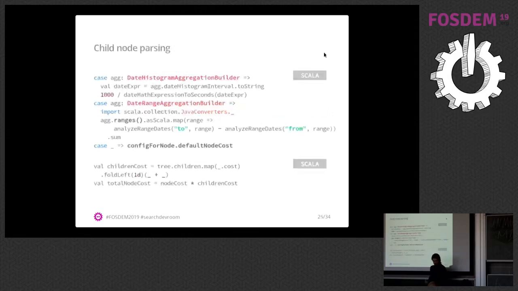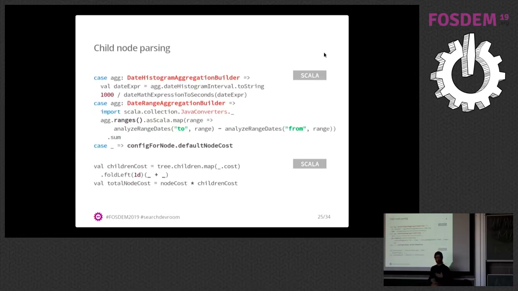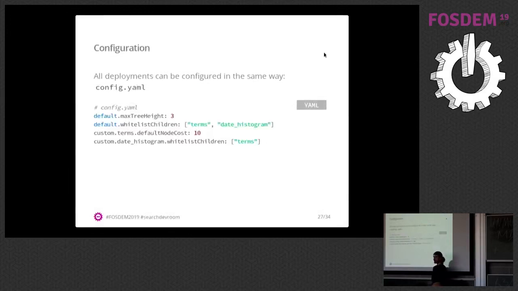And at the end, we do some analysis of certain kinds of aggregations where we need to come up with a specific cost model. But in the case that we don't have a good cost model on them yet, or it's not implemented, we rely on a default cost for each type of aggregation. And then we do some mathematical aggregations over the child and over the parent. For configuring it, we use the same kind of configuration wherever you deploy this. I will talk about that in a moment.